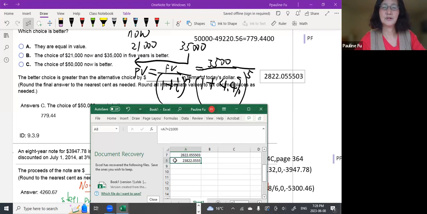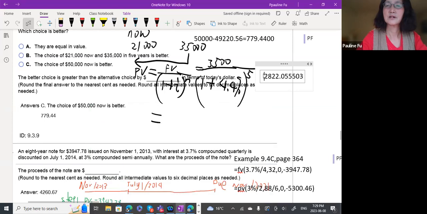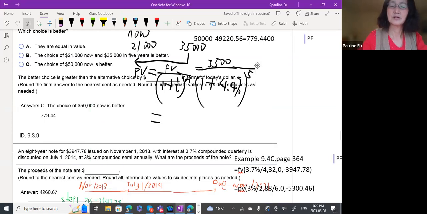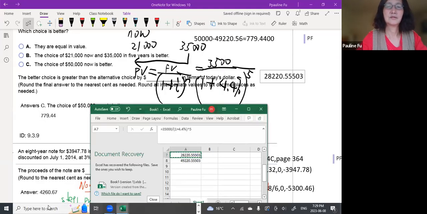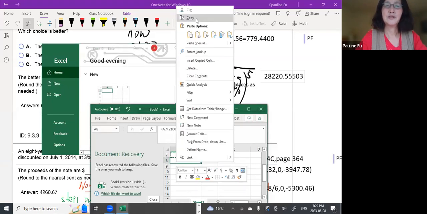No, 21. I missed 1 0 here. Yes, 35,000. 35. I missed 1 0 here. Sorry, there is another 0. 35,000, not 3,500. Okay. And then, so this is the number when you add 21,000.